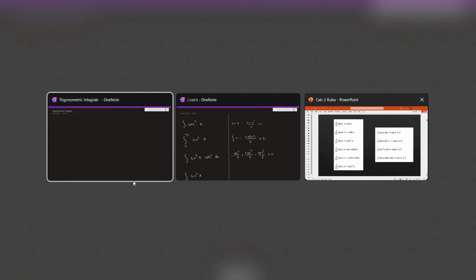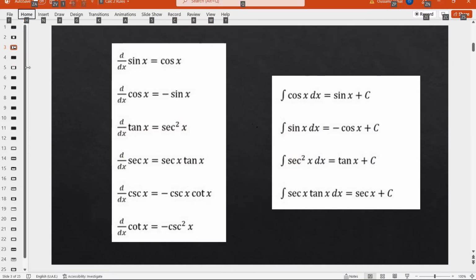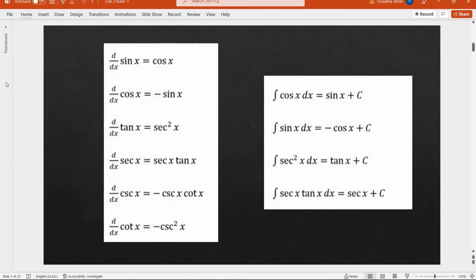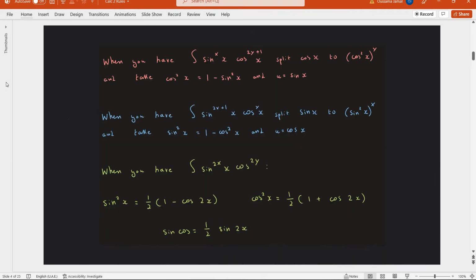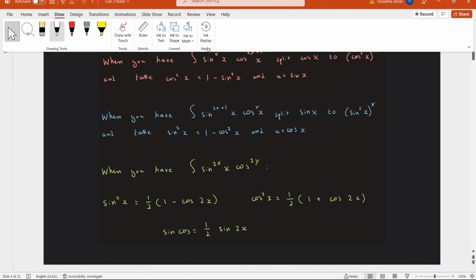In trigonometric integrals, you'll have to memorize a few formulas and apply them. So before we start, I want to introduce this PowerPoint, which hopefully will be in the description. And you'll have to memorize about 5 slides. So this one here, you'll know what I'm talking about later.